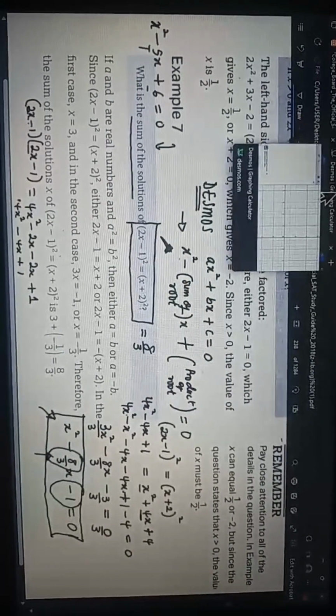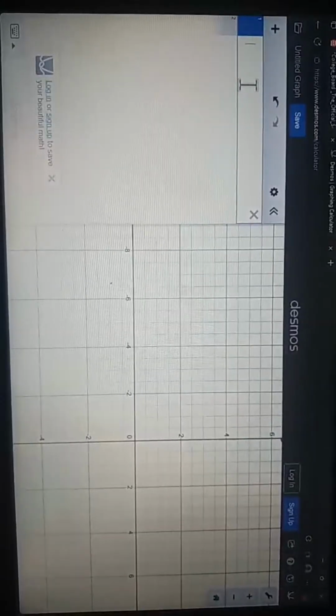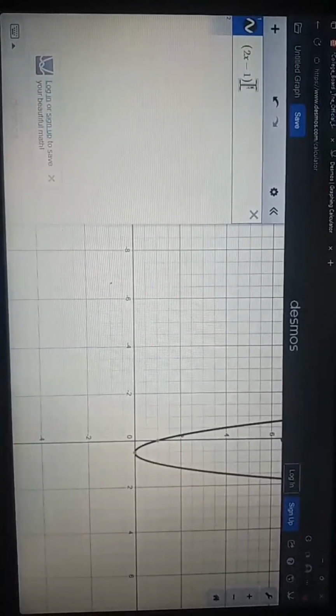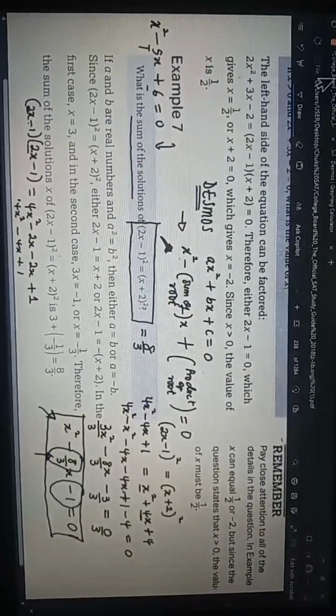So we have the Desmos graphing calculator. I'm sure you all know how to go about it. You can just go ahead and start typing. We have 2x minus 1, then the all squared. It's quite user friendly. Everything here can be much easier if you practice with it. Let me see what the other equation is: 2x minus 1 all squared is equal to x plus 2. So we have x plus 2 all squared.